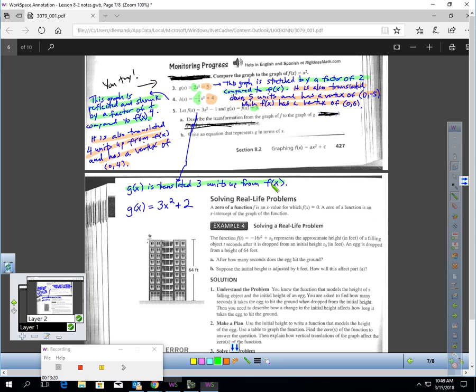So g of x is taking f of x and moving it up 3 units. Okay? Let's write an equation for g in terms of x. Well, maybe I should do that here. Okay, so g of x is taking f of x, which is 3x squared minus 1, and adding 3 to it. Well, if I combine these 2 things together, that's positive 2. That's my answer. Writing g in terms of x, g of x would be 3x squared plus 2.